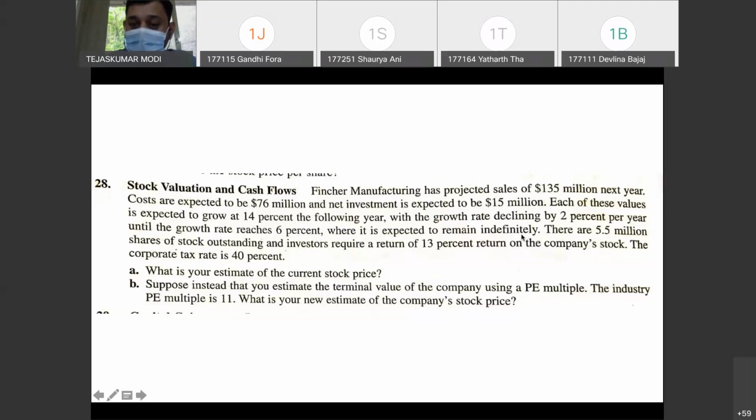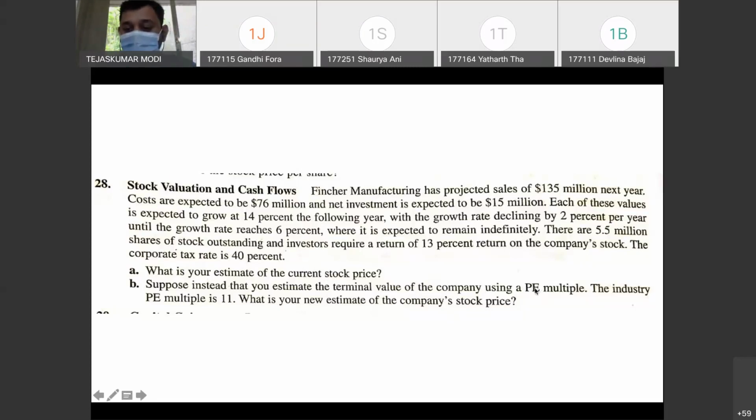That means every year the growth rate is declining by 2 percent till 6 percent, and the moment it reaches 6 percent, then it is forever. The growth rate of 6 percent is forever. So please keep this in mind, that the growth rate is changing every year till it reaches 6 percent. There are 5.5 million shares of stock outstanding, meaning shares with the public, shares with everyone, and investors require a return of 13 percent. So the cost of equity is 13 percent on the company's stock. The corporate tax rate is 40 percent. So what is your estimate of the current stock price?